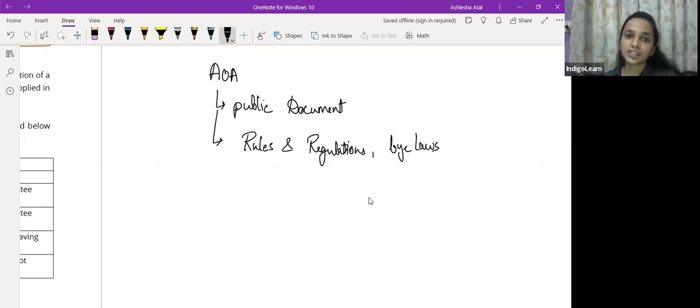So Articles of Association, like we have understood, define the relationship of the company internally. Memorandum establishes the relationship of the company with the outside world, whereas articles of association establish the relationship of the company internally. The main focus of articles is on the internal management of the company. Okay, so they provide the rules and regulations and bylaws with which the company shall work. So let's now have a look at the definition of AOA.